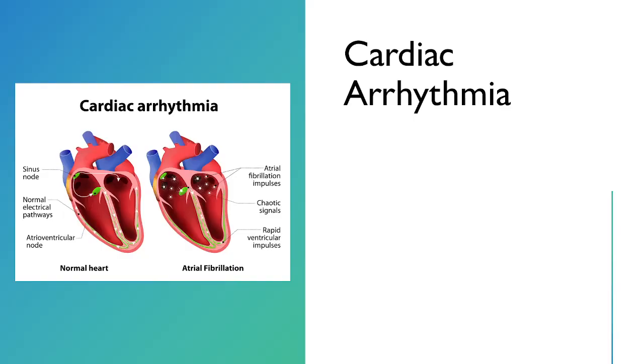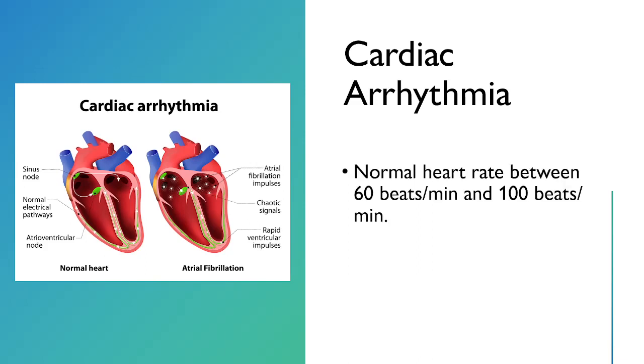One of the five vital signs a physician checks when you go to the hospital is your pulse rate. A normal heart rate lies between 60 beats per minute and 100 beats per minute. In some cases, an abnormal heart rhythm can be detected, which is called arrhythmia. Arrhythmia means that your heart beats too quickly, too slowly, or in an irregular pattern.